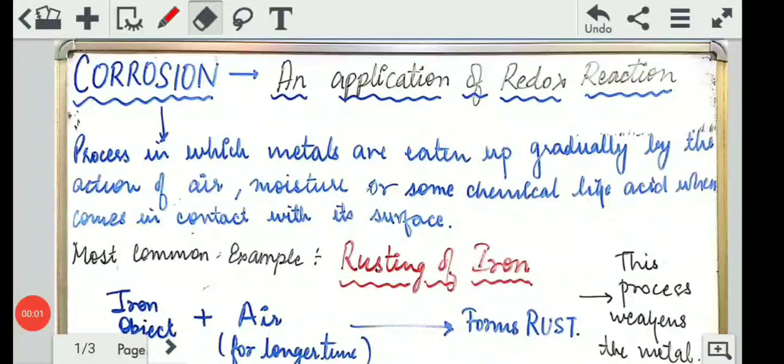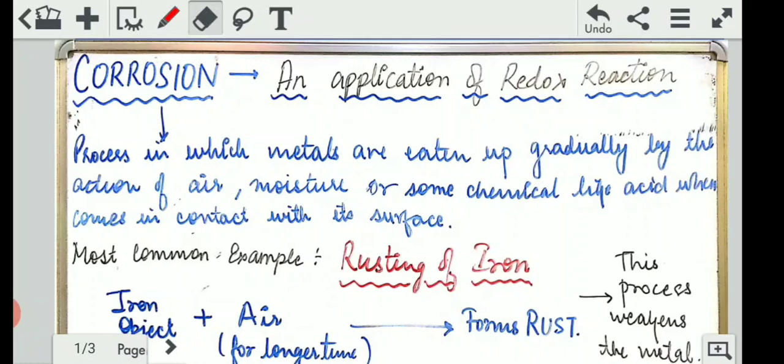Hello students. So after covering all the types of reaction in the previous videos, this is the last part of the chapter. After this we will wind up with chemical reactions and equations. So this part is basically an application of redox reactions only, which we have studied, that is oxidation and reduction reactions.